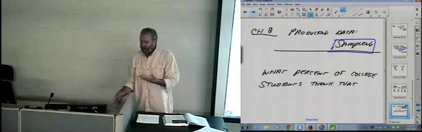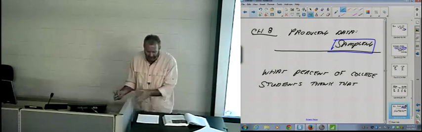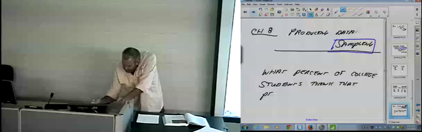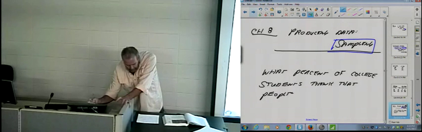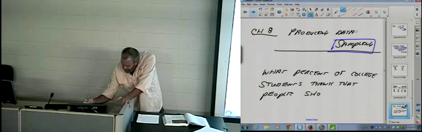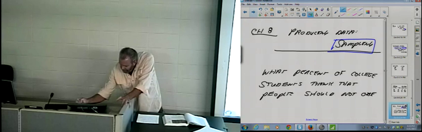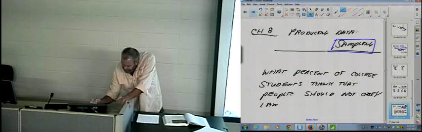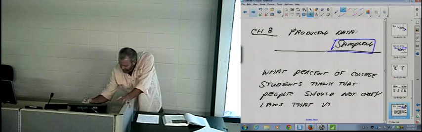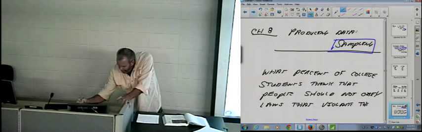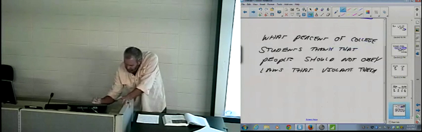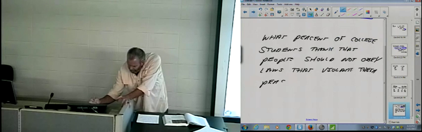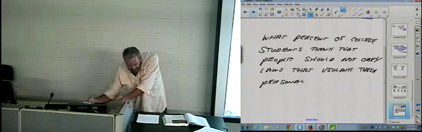All right? So here I've got what percent of college students think that people should not obey laws that violate their personal values.